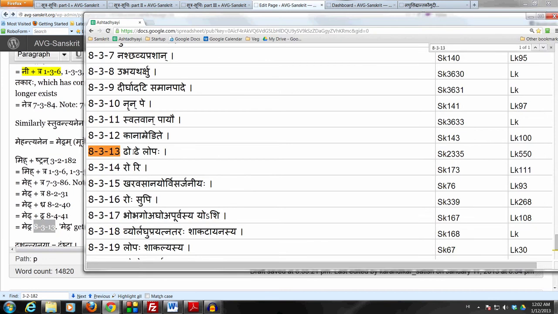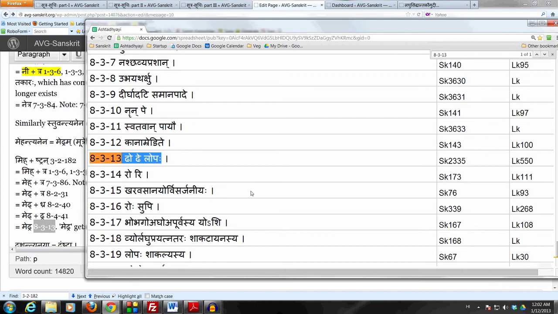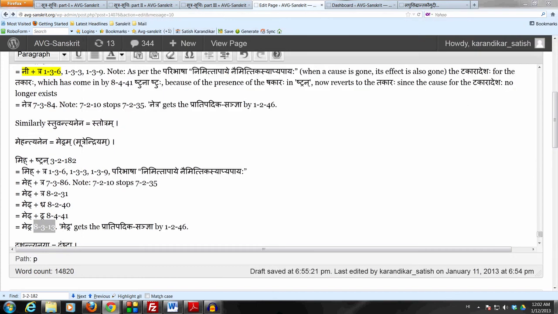gets the pratipadika sanjna by krit taddhita samasascha. So medram is the instrument for urinating. Mutrendriyam medram, so it's a penis. Mutrendriyam medram. So this is how it's derived from the verbal root meha.